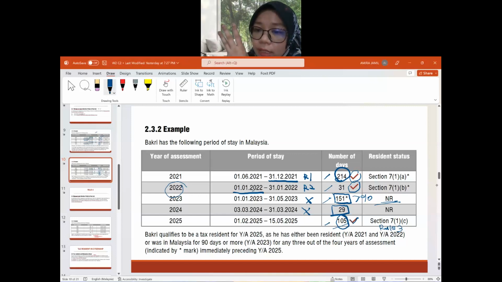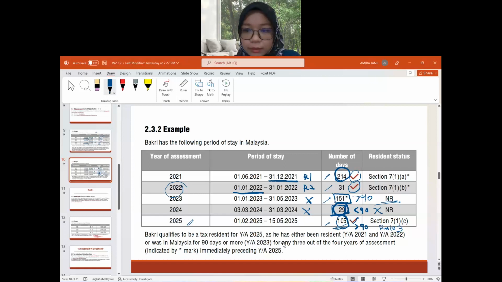Okay, it's different with this one because this is less than 90 days and this is more than 90 days. So in YA 2024, rule number 3 doesn't apply here because it's less than 90 days. Rule number 3 only applies in YA 2025 because he stays in Malaysia for more than 90 days. Okay.